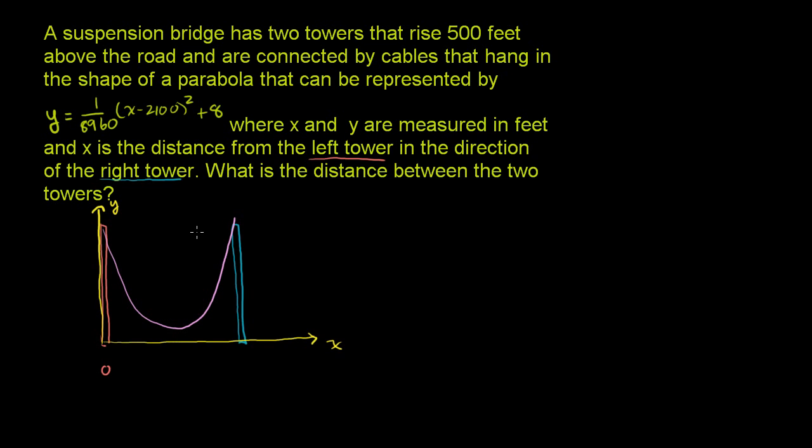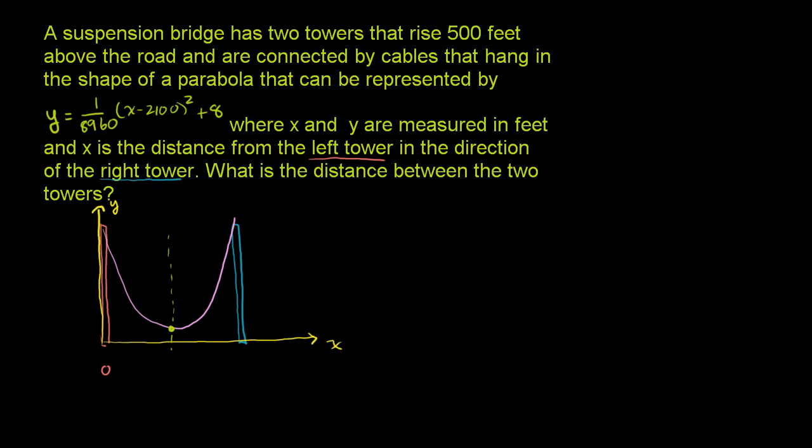One technique for finding the distance between the two is if we could figure out the minimum point of this parabola, which is also going to be the vertex of that parabola. That's going to be halfway between the two towers. So if we can figure out this x-coordinate, we can say that's halfway between the two towers, and then just multiply by 2. The parabola is symmetric around it, and these are both at the same height. So let's see if we can figure out that minimum point.